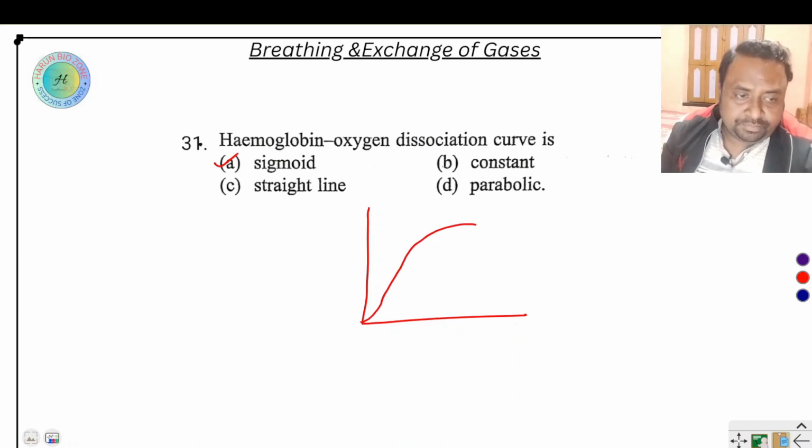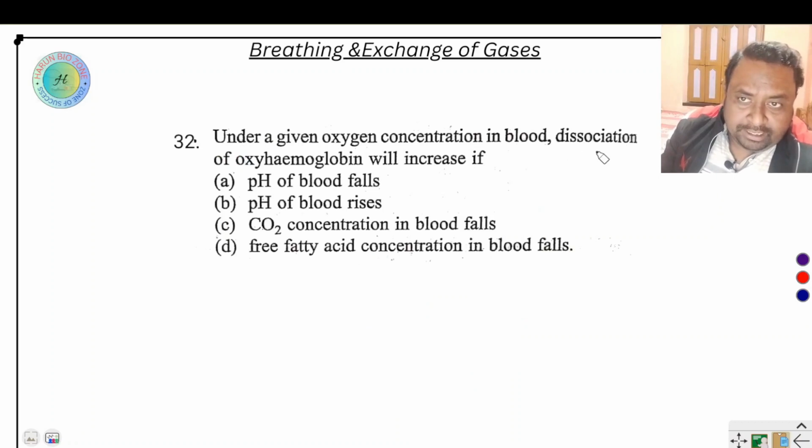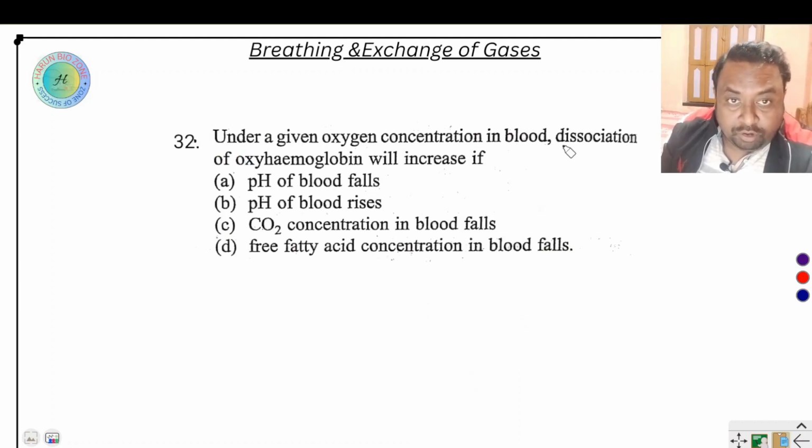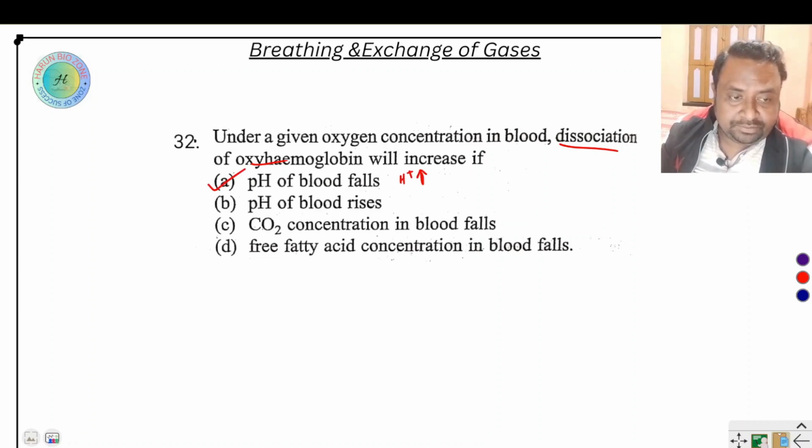Next option is the hemoglobin oxygen dissociation curve is a sigmoid curve, because this curve looks like a sigmoid curve. Under a given oxygen concentration in blood, dissociation of hemoglobin will increase. When does dissociation of hemoglobin increase? When pH of blood falls. pH falls means H plus concentration increases. When H plus concentration increases, they dissociate.